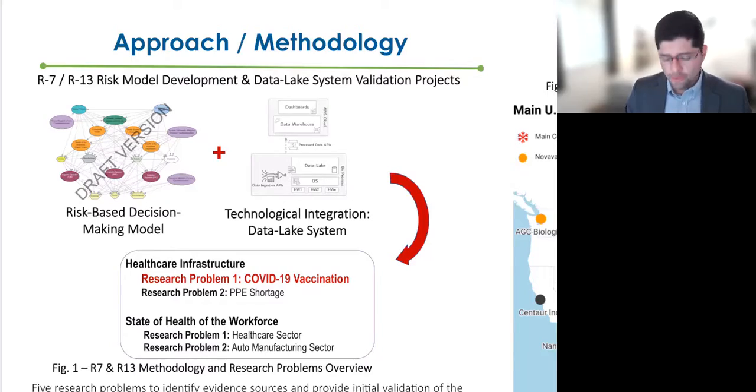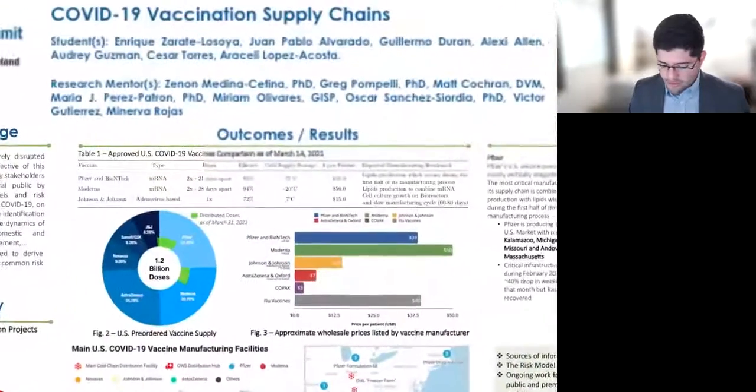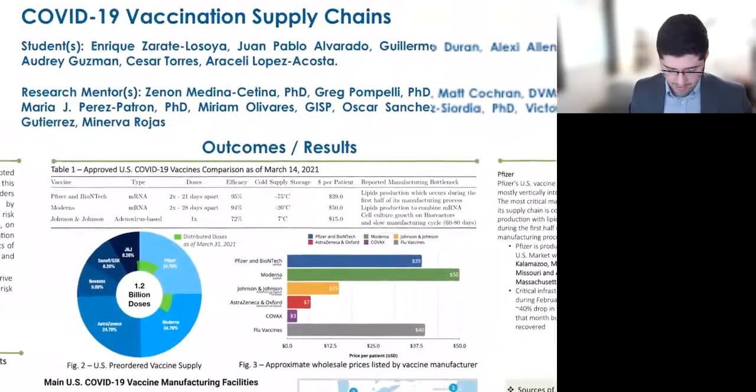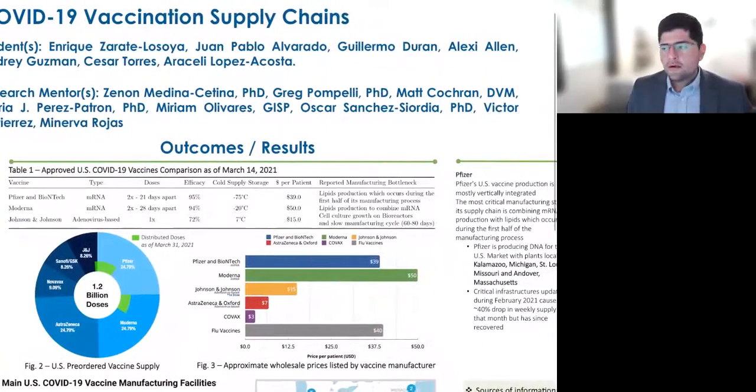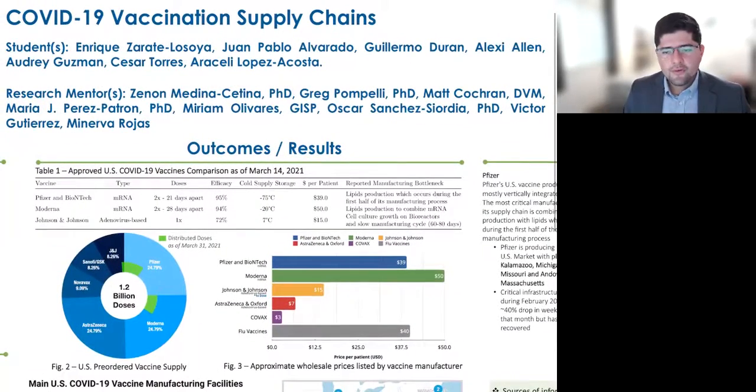Now, moving on into the current initial ongoing results, the table shown here summarizes and compares relevant information between the emergency authorized COVID-19 vaccines: Pfizer's, Moderna's, and Johnson & Johnson's, including some of the reported manufacturing bottlenecks.